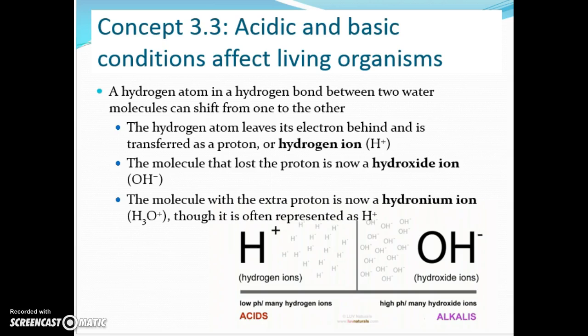So when we have a lot of hydrogen ions in a solution, we have a low pH, or an acidic solution. And when we have a lot of hydroxide ions, so that negative condition, we have a high pH, or an alkaline or basic solution. So we'll look at that a little more carefully here.